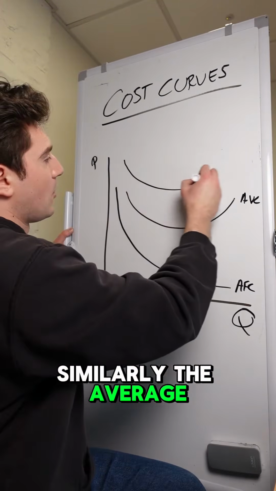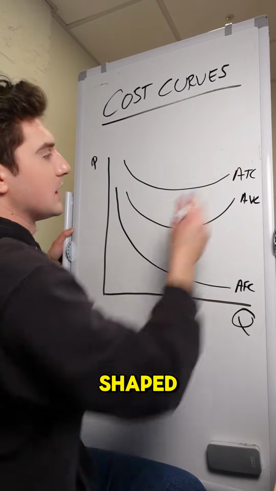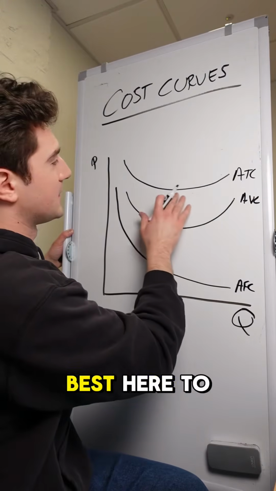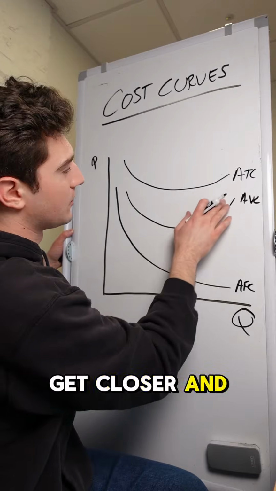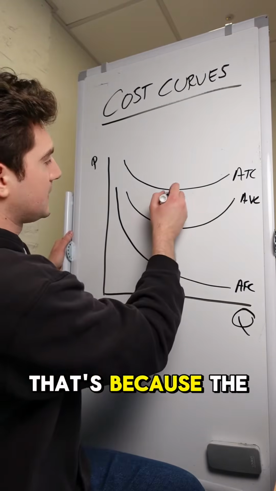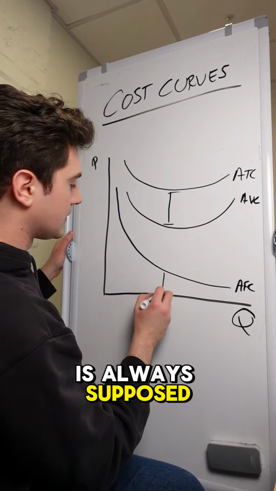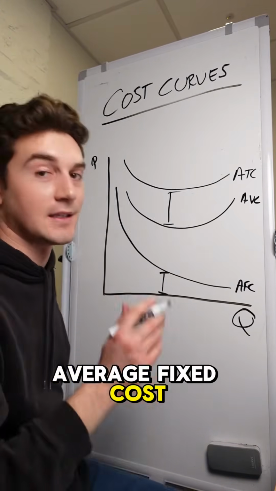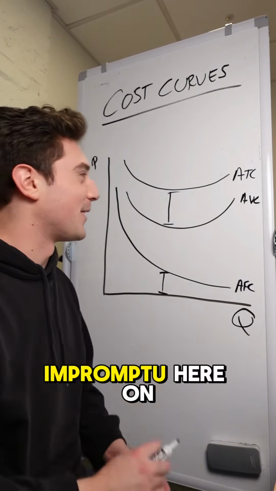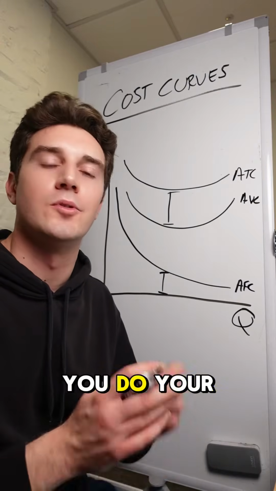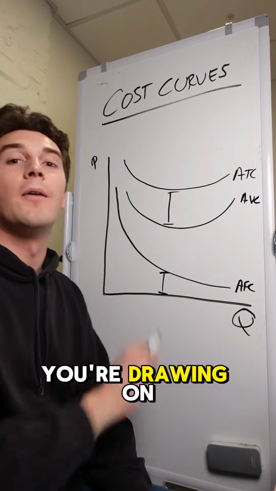Similarly, the average total cost curve will be U-shaped. You'll notice that I tried my best here to have it slowly get closer and closer to the AVC curve. That's because the difference between these two curves, average total cost and average variable cost, is always supposed to equal the average fixed cost at that point. Did my best to do that impromptu here on this graph, but make sure you do your best to emulate that when you're drawing on your exam.